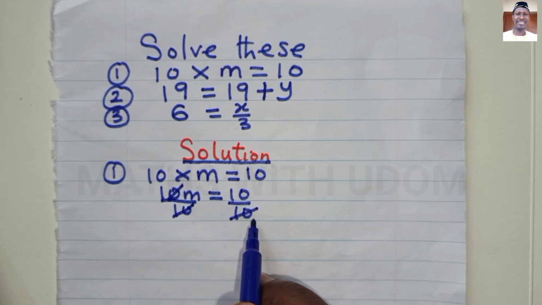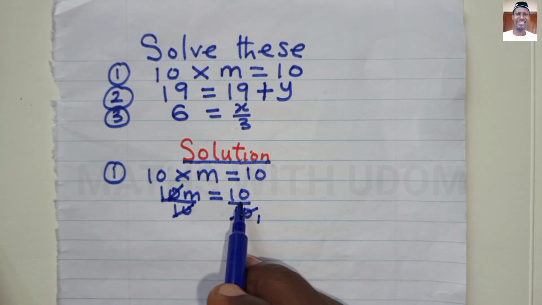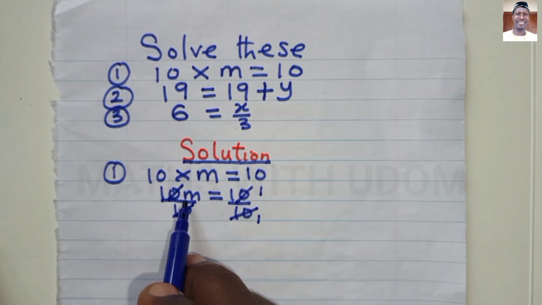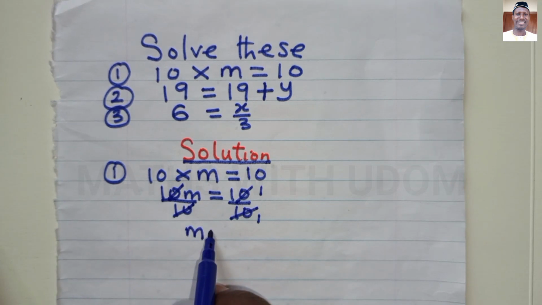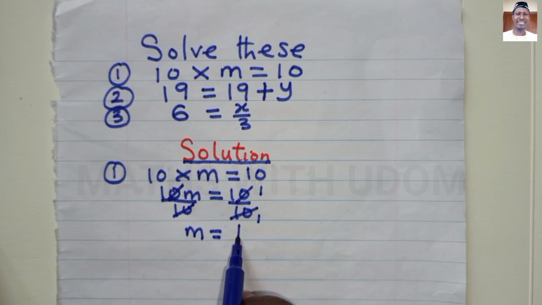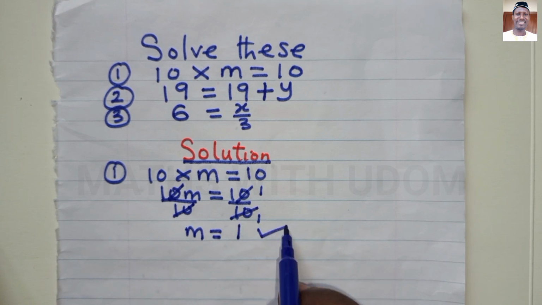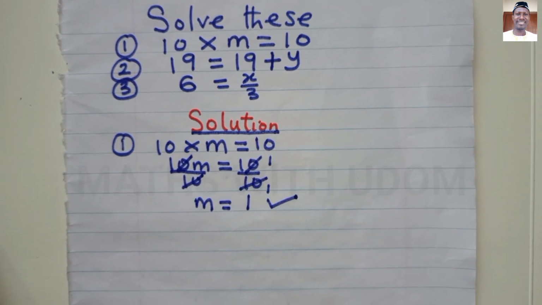10 is a common factor here. So 10 divided by 10 is 1. 10 divided by 10 is equal to 1. So what we have here is m equals 1 divided by 1, which is 1. So this is the correct answer. Let's move to question 2.